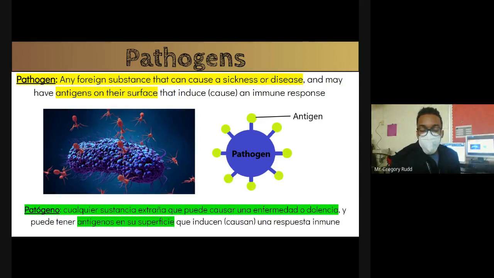So what is a pathogen? A pathogen is any foreign substance that can cause a sickness or disease. Any foreign substance. And a foreign substance is just something that originated from outside of the organism's body. That's what we mean by foreign substance.